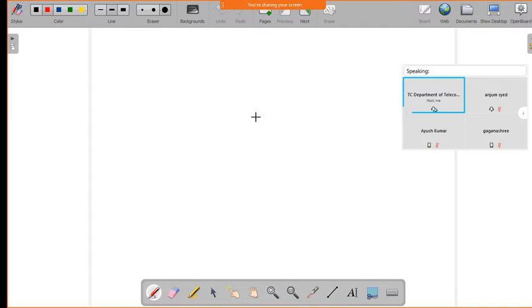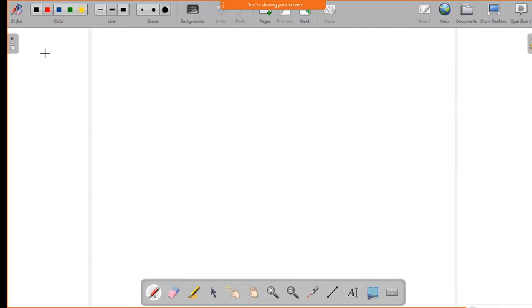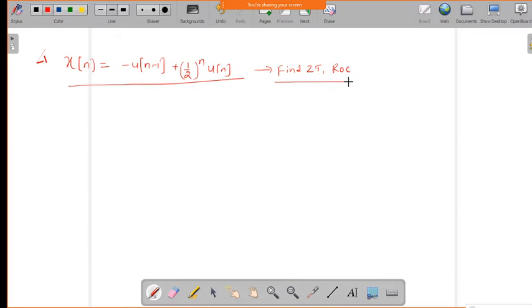So the signal which is given here is x of n, which is given by minus u of n minus 1, plus half power n into u of n. So now this is the signal which is given. Now find the Z transform and its corresponding ROC. So how will we do this?